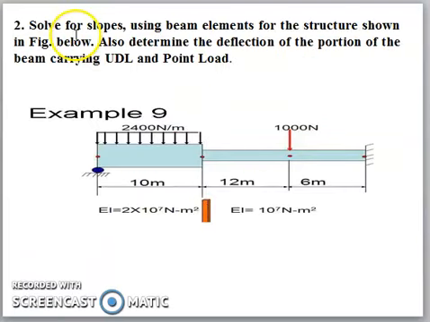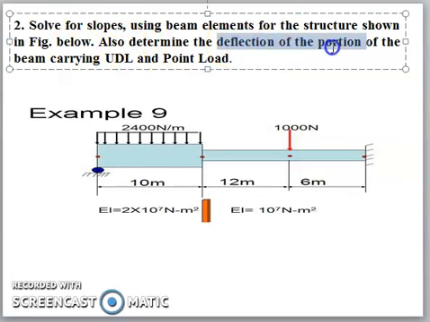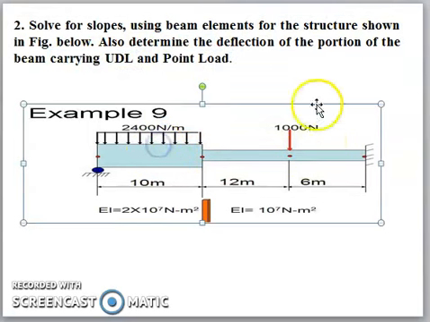Solve for the slope using beam elements for the structure shown in the figure below. Also determine the deflection of the portion of the beam carrying UDL and point load. See here, this is very important. Both things are given: UDL and the point load. It is similar to the previous problem, but here two kinds of loads are given, one is UDL, another is point load.